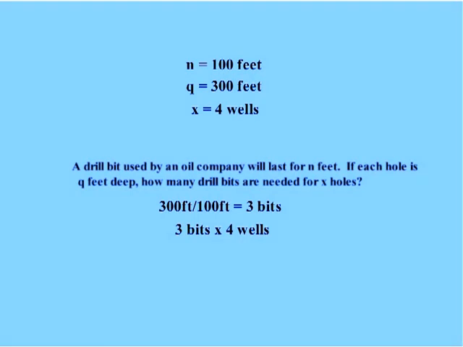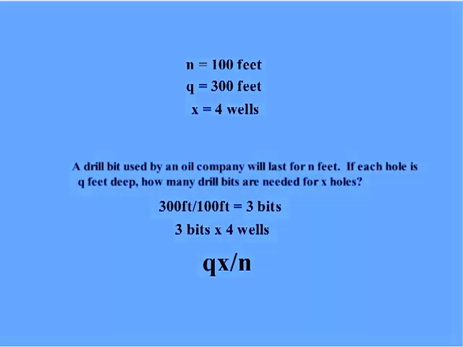So now let's just substitute the letters back in for the numbers. Q goes where the 300 feet is. N goes where the 100 feet is. And you multiply that by X. So that's going to give us QX over N. Put numbers in there so you can make these things make sense.